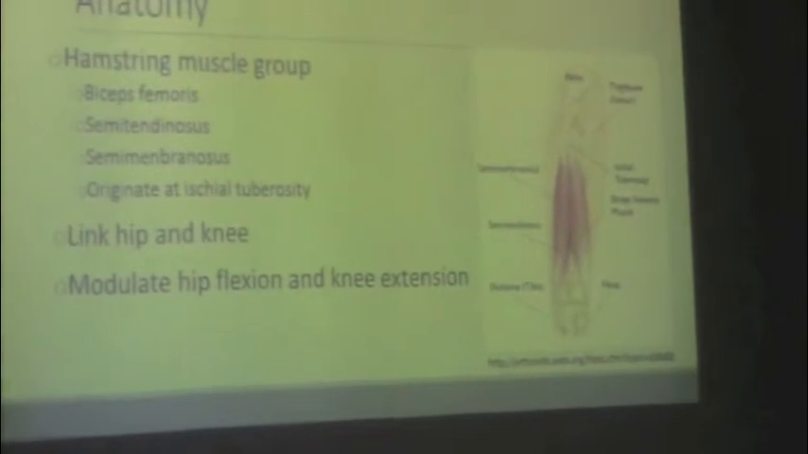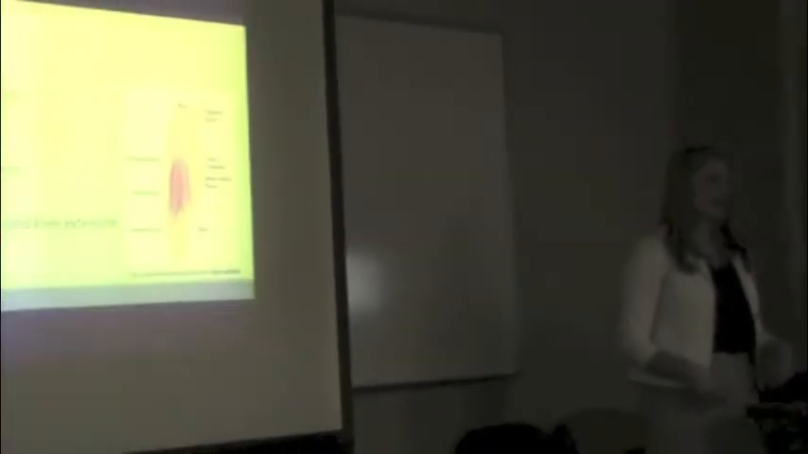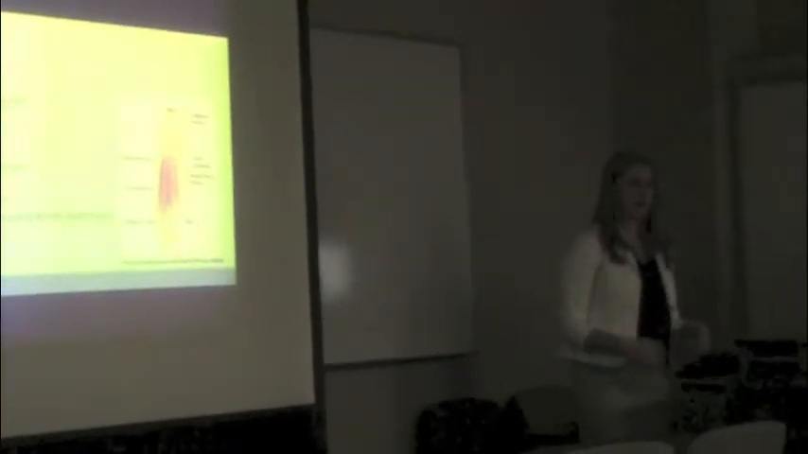Your hamstring is important for modulating hip flexion, which is lifting your hip up, so when you're in like a seated position, your hips are flexed, and knee extension, so straightening out your leg. It acts sort of as a brake to make sure these two joints don't go farther than they can.